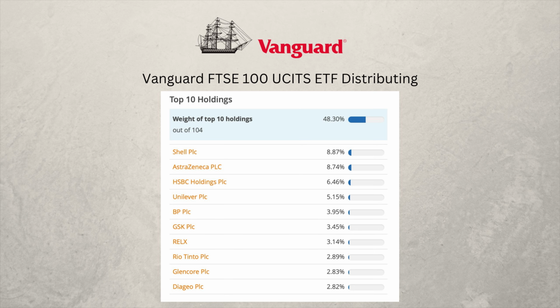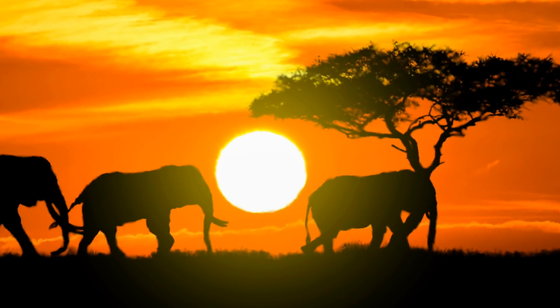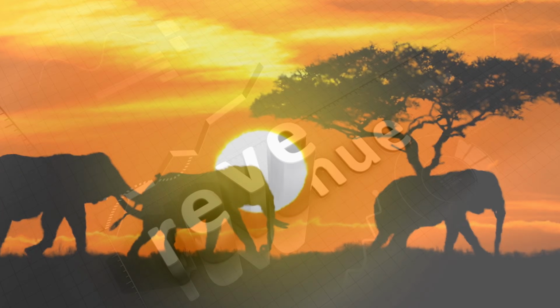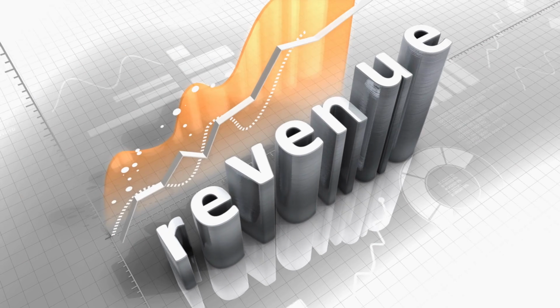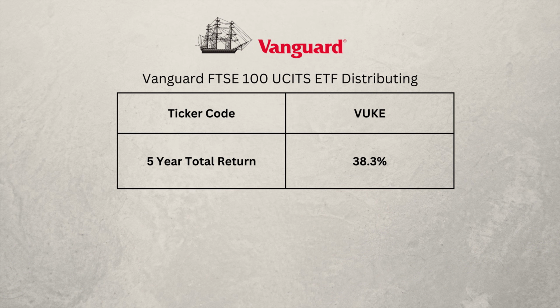It's worth pointing out that although this ETF contains only UK companies, these companies are the 100 largest in the UK and are global giants, earning an average of 80% of their revenue not from the UK but from around the world. Performance over the last 5 years is 38.3%.